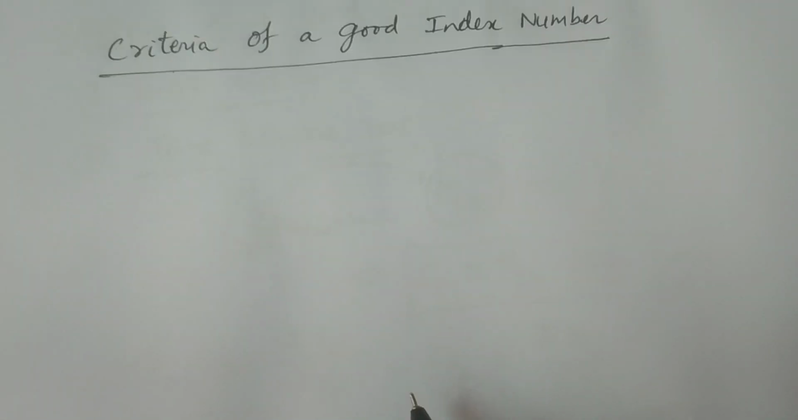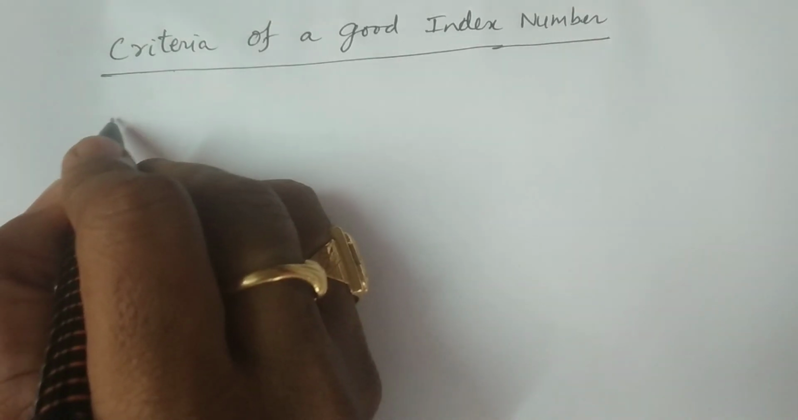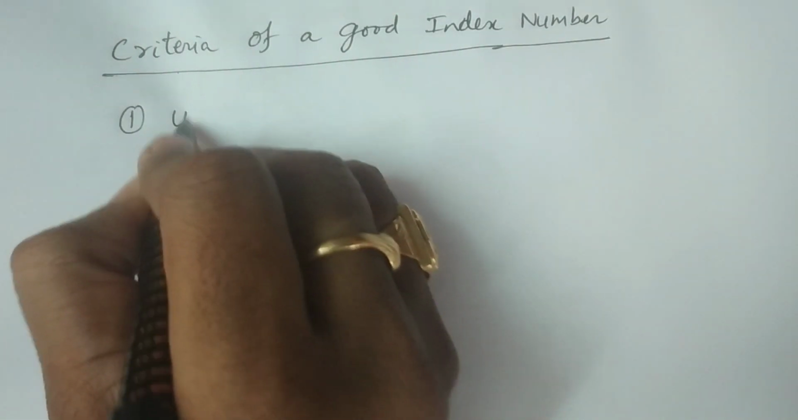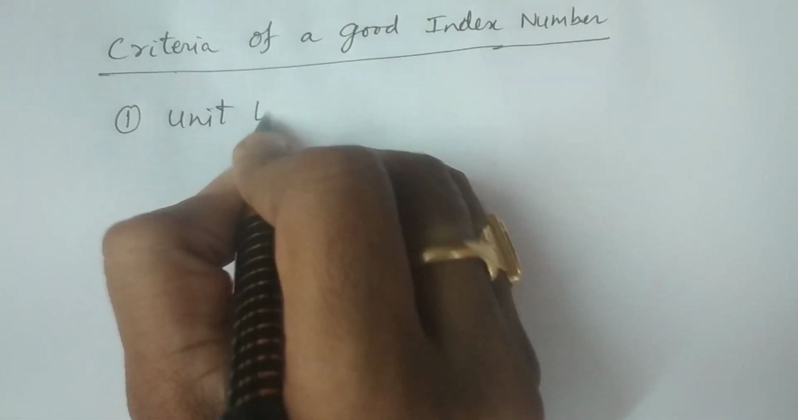In this criteria, there are 4 mathematical tests which answer this question, so that which particular index is a good index number is going to be identified with these 4 mathematical tests. So what are the tests? 1, unit test. What is unit test?